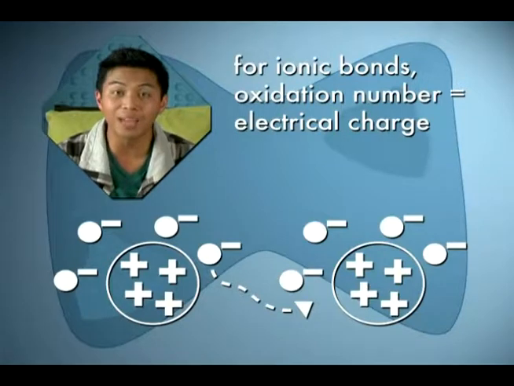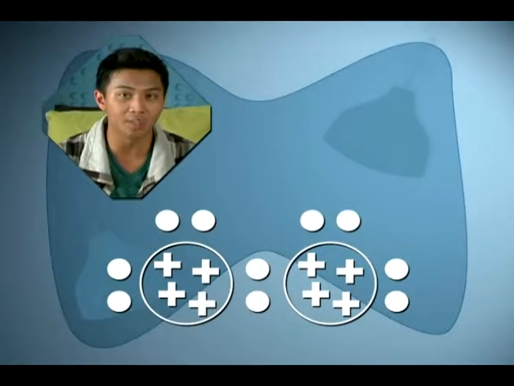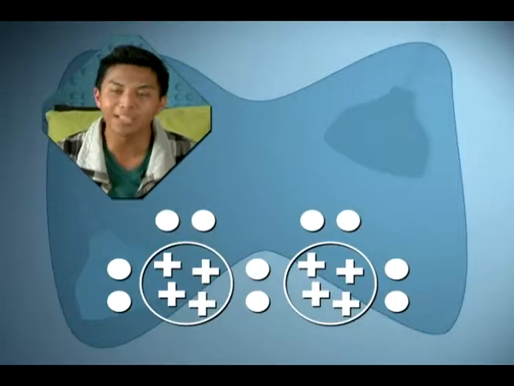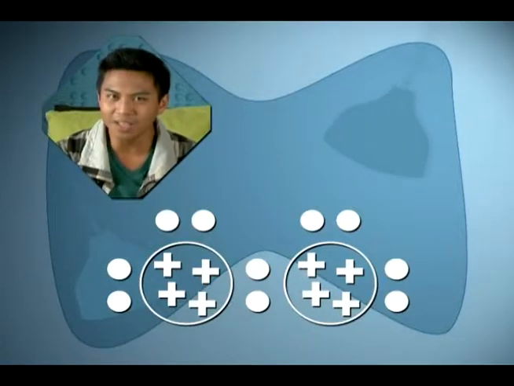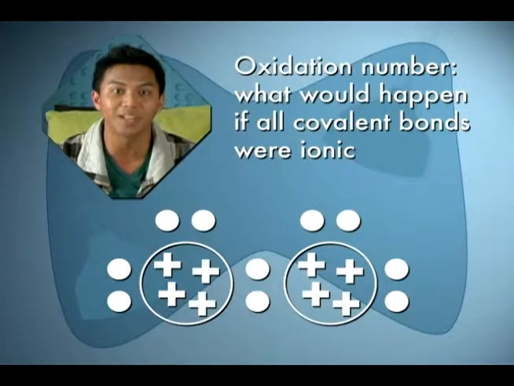Ionic bonds happen when atoms exchange electrons, so it makes sense that gaining and losing electrons changes the charge of the ions. But things get a little more complicated when atoms share electrons, like in covalent bonds. In fact, the oxidation number shows what would happen if all covalent bonds were ionic instead.